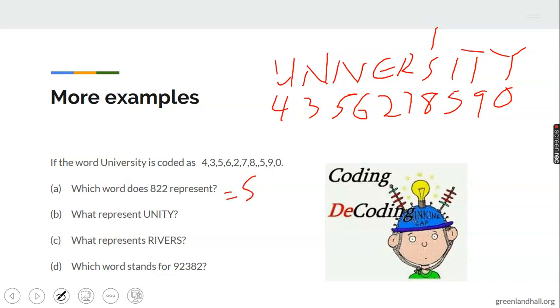Then we have 2. What is the 2? 2 is your E. Another 2 again is your E. So 8 to 2 will give us what? C.